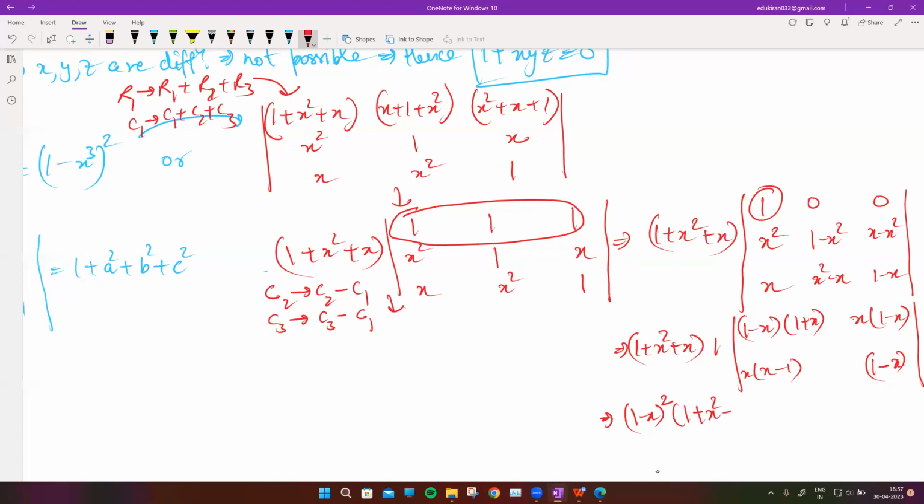And this is 1 plus x square plus x. And this becomes 1 plus x, x. Then this is minus x because we have taken 1 minus x common. And it is x minus 1. So we have to take a negative common from it. And this becomes 1. Now this is 1 minus x whole square plus x into this becomes 1 into 1 plus x plus x.